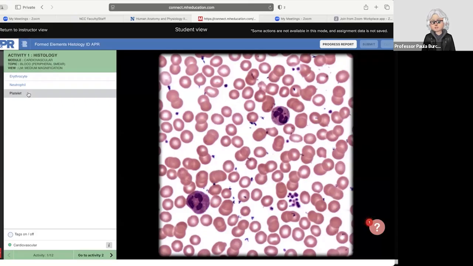It's important in blood clotting. The thing to remember about platelets is that they are not entire cells. They are actually fragments of large cells called megakaryocytes. Mega means large, karyo refers to the nucleus.